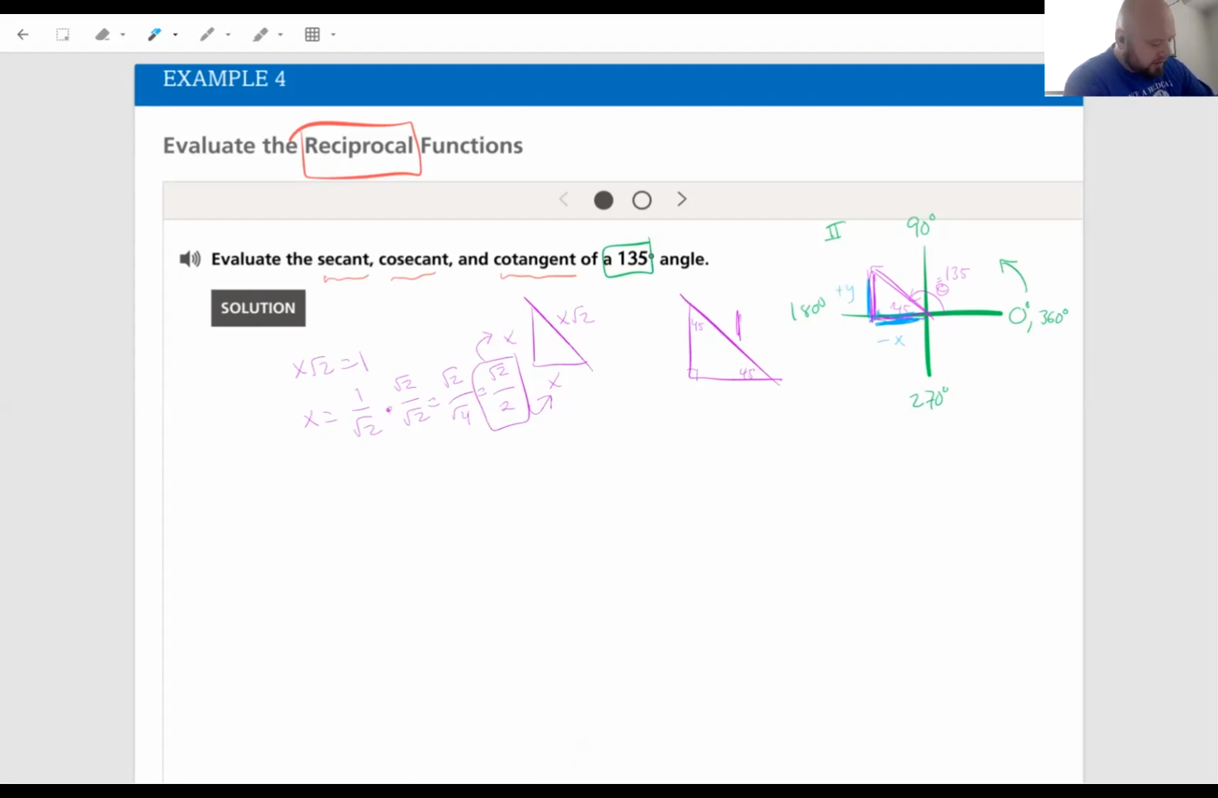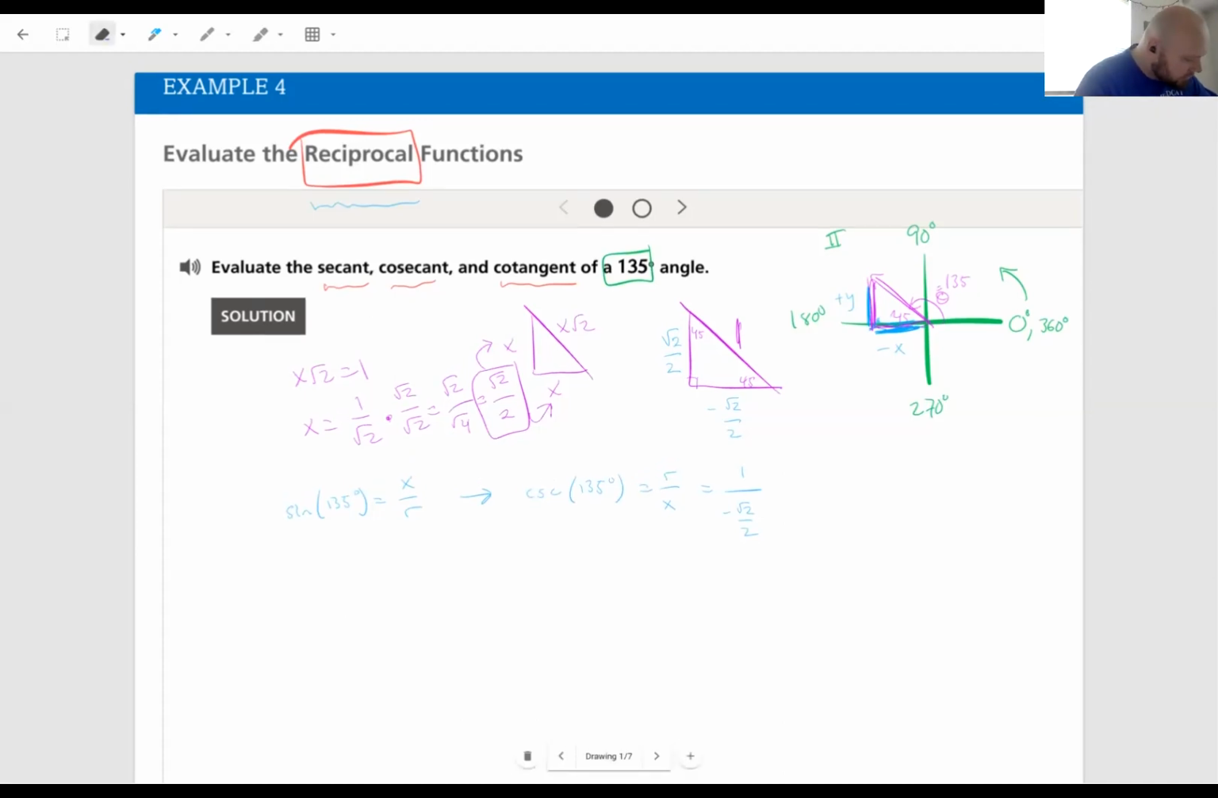So on our triangle, this side is negative root 2 over 2, and this side y is positive root 2 over 2. So I know the sine of 135 is going to equal x over r, which means that the cosecant of 135 is going to equal r over x. So the radius, 1 over negative root 2 over 2. Well, because these are reciprocal functions, I could write it that way, or I could just solve for the sine.